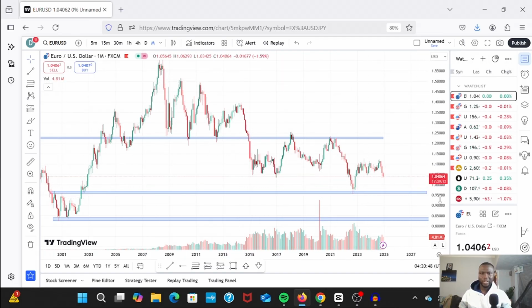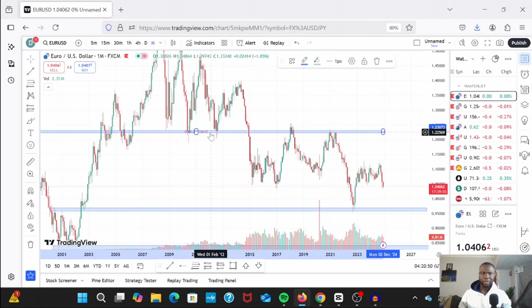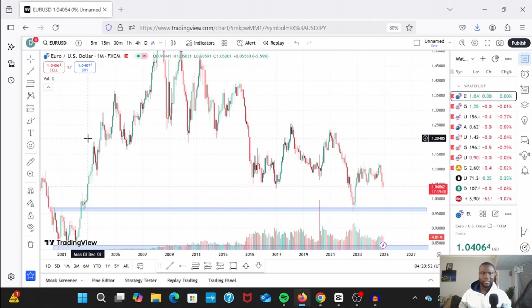So after getting this, what I need to do is, I've already plotted my resistance from the monthly candle.